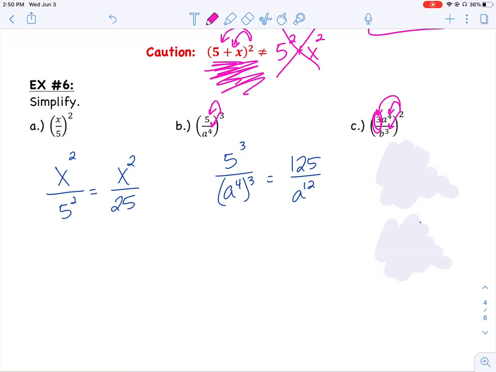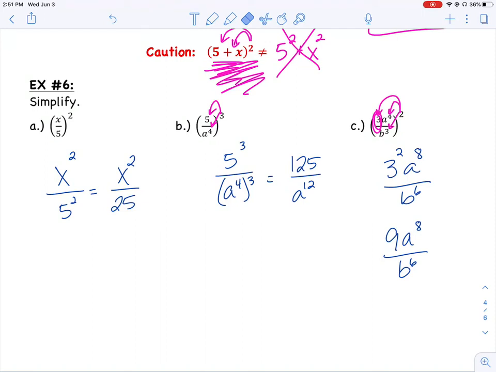So he's a base in its own. And so we need to make sure that we square the 3 and we square the a to the 4th. That's a to the 8th. And we square the b cubed. That's really a b to the 6th. And so my final answer simplified would be 9, that's 3 times 3, a to the 8th over b to the 6th.